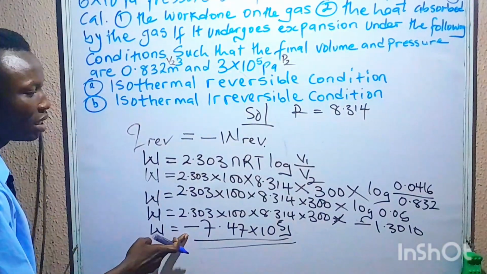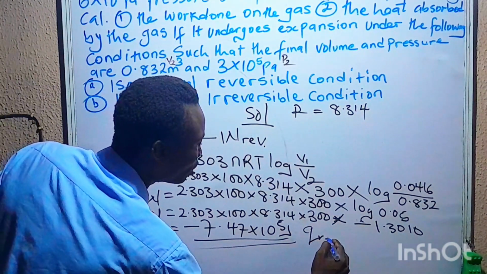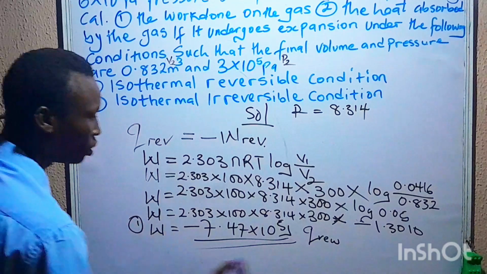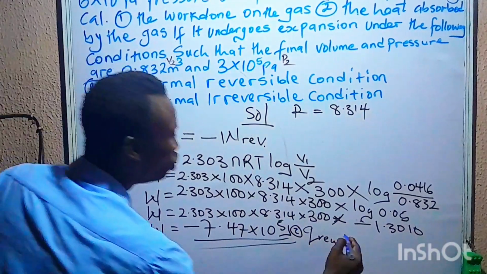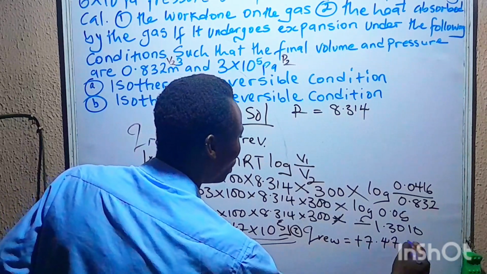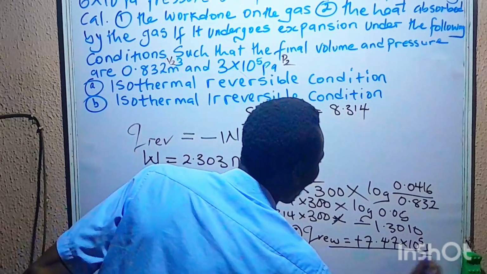Take note, this one is negative. So the heat absorbed, which is Q reversible, take note, is the second one. This is the first one. This one here is the second one, and it should be equal to plus 7.47 times 10 raised to power 5 joules. That is what you have to calculate.